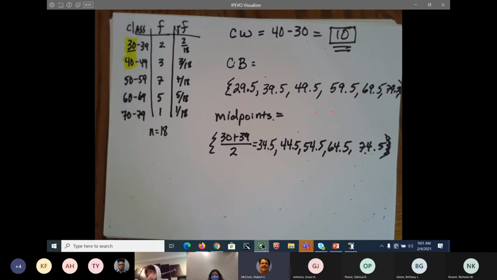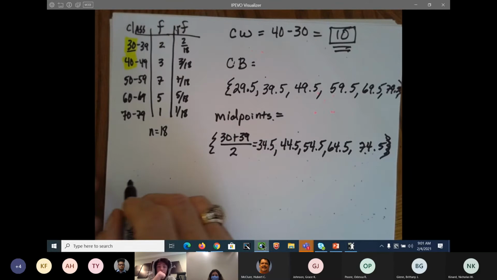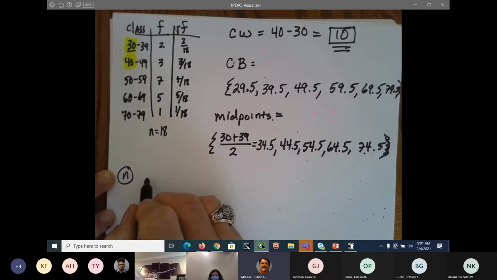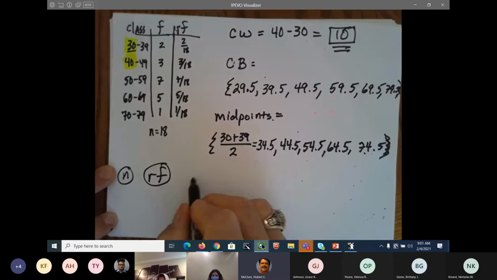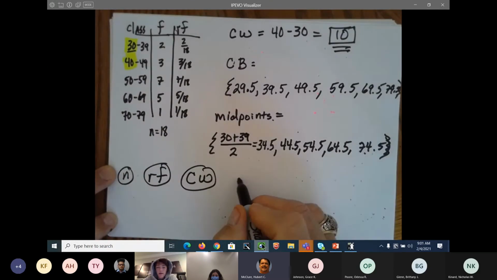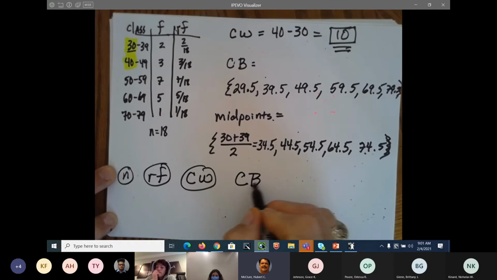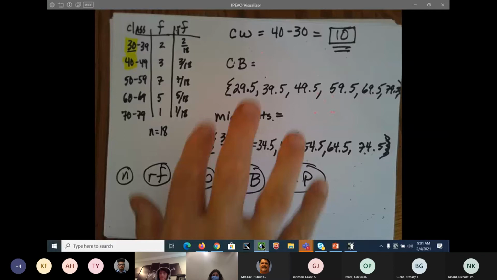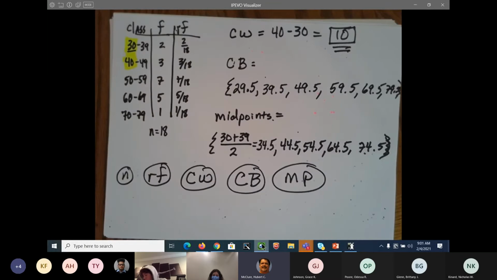All right, so here we found N. We found relative frequency. We found the class width. We found the class boundaries. And we found the midpoints. And you should feel good about yourself. Now, out of chapter 1 and 2 homework questions to be on the test, you're probably talking about 2 or 3 questions right here. So it's worth knowing.